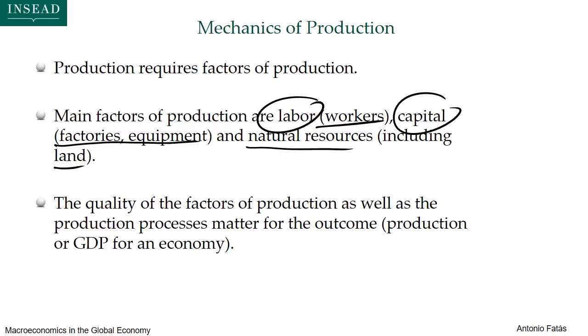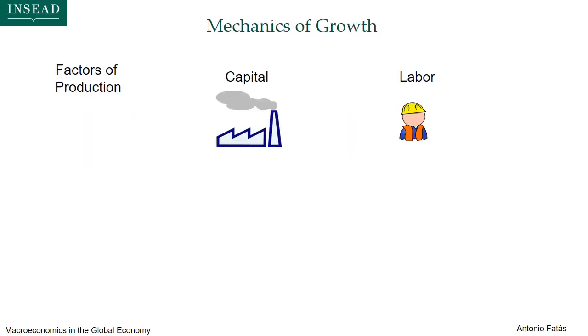Now, in addition, we can improve production by improving the quality of these factors of production. So GDP is a function of the amount of factors of production we have and the quality of those factors of production. We can think about this very schematically: we ignore land for a moment and talk about just capital and labor. We add capital and labor to produce GDP.